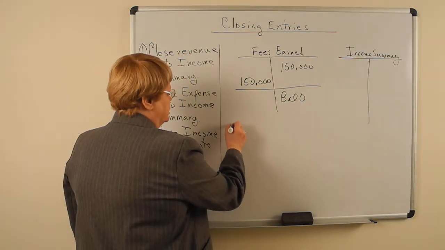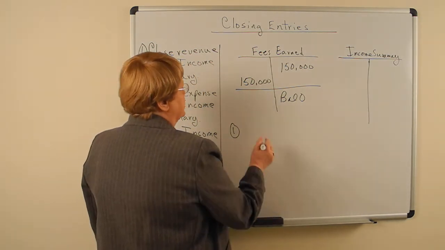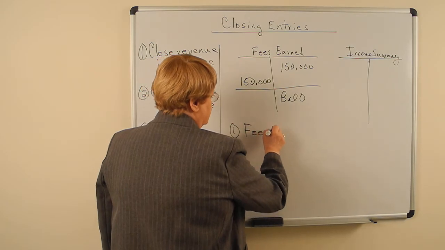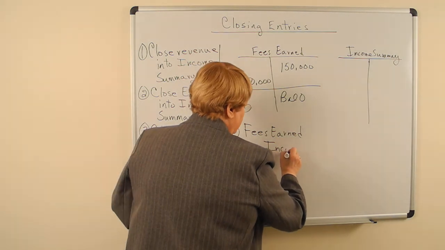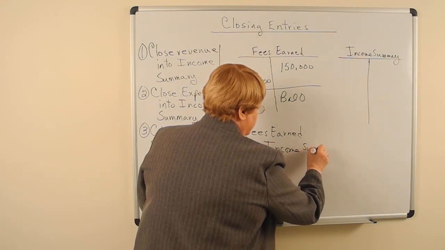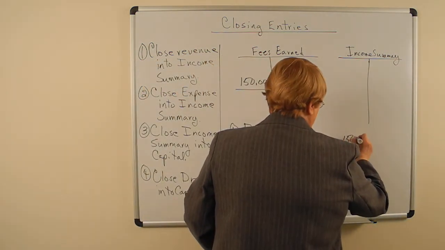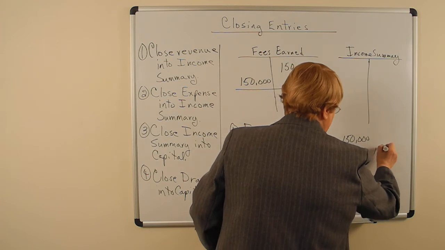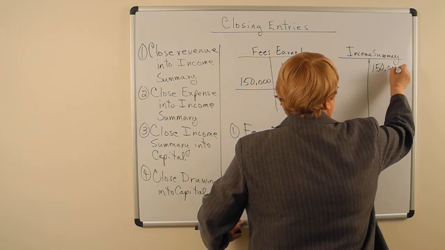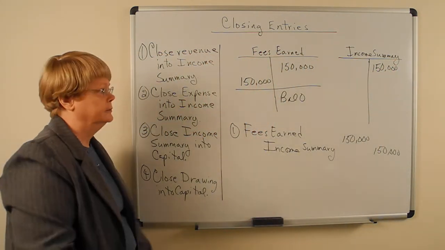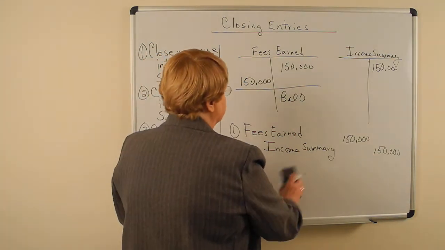So that first entry would be to debit. I don't even have to put debit up here, you know what the debit is. You're going to be debiting fees earned and crediting income summary. Now notice when we credit income summary, that shows revenue. Right now that's all we have in the income summary account. And if that's all we had, that would represent net income. But we're going to go ahead and close the expense accounts now.